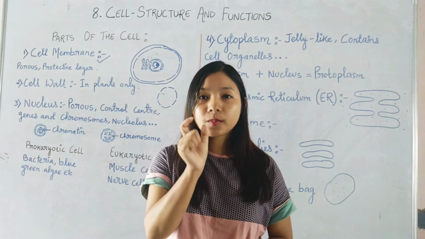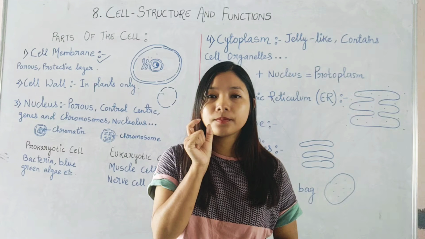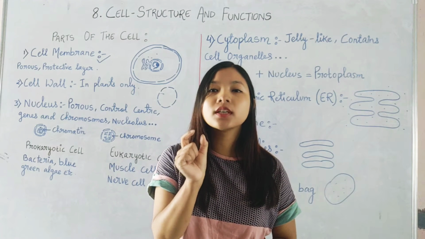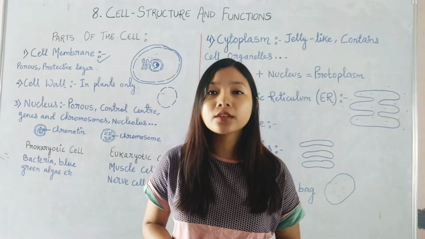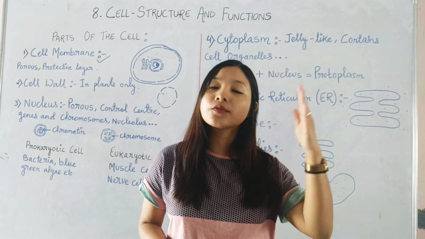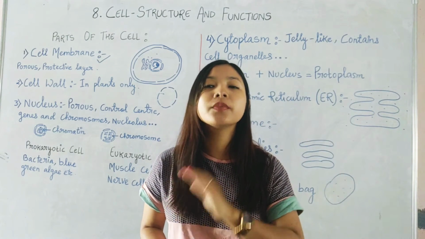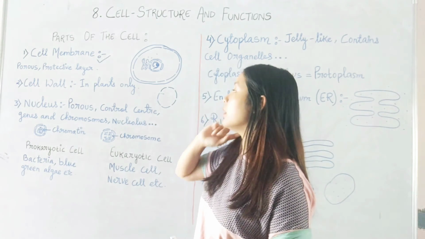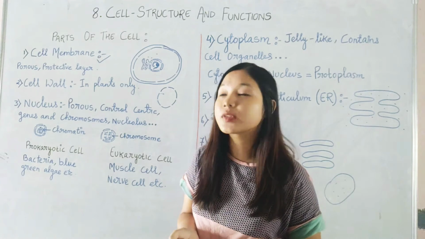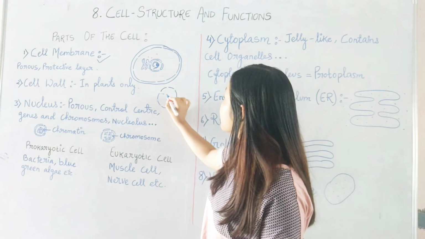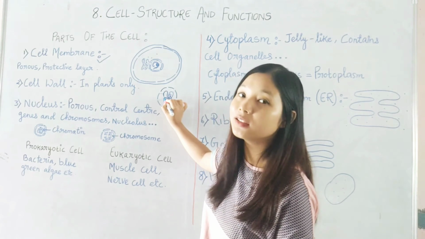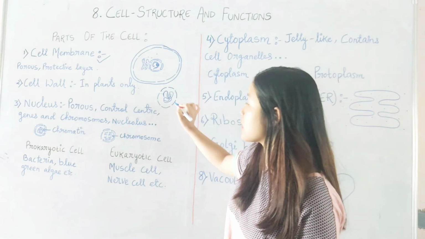So gene is a small unit which has information of the characteristics that is passed from the parents to their child. Then these genes together make chromosomes. Chromosomes or genes will be present inside the nucleus in most of the cases.